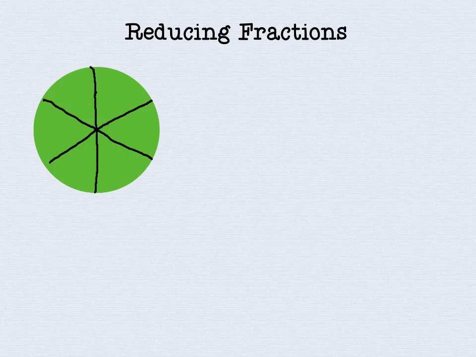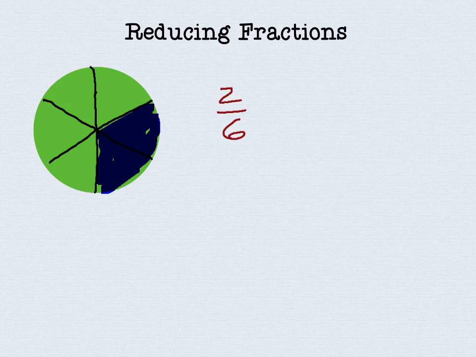If, however, I was lucky enough to grab 2 pieces out of the 6 now, a very interesting situation arises. 2 out of 6 is the same size of pizza as 1 out of 3. And those are called equivalent fractions. When you look at pizza, that makes sense.